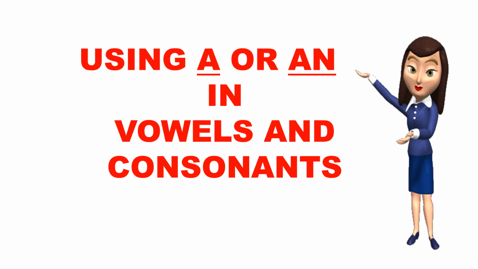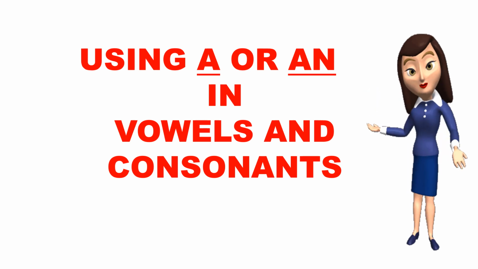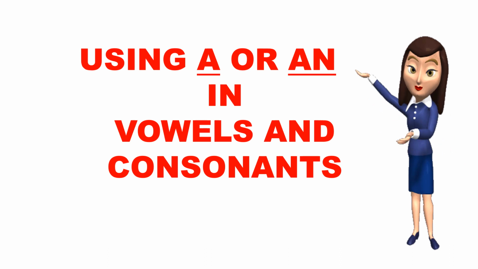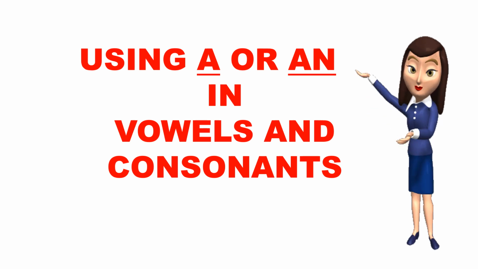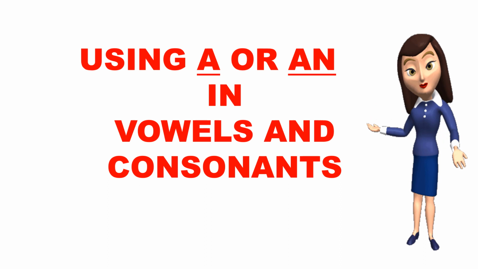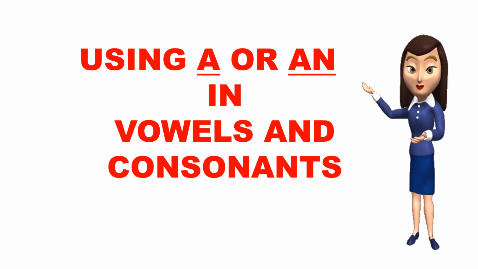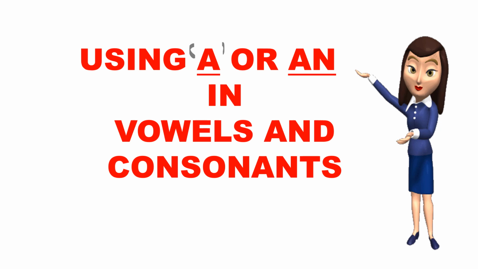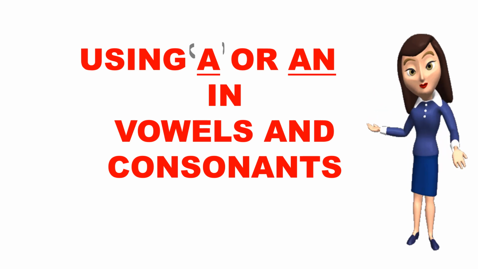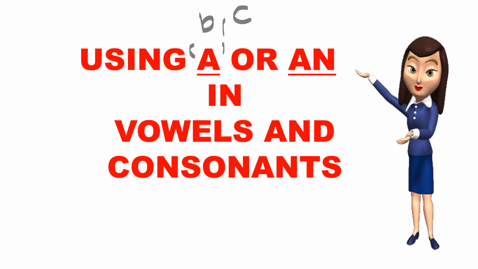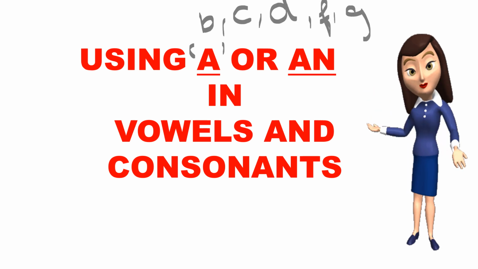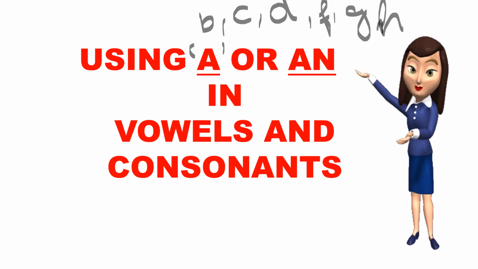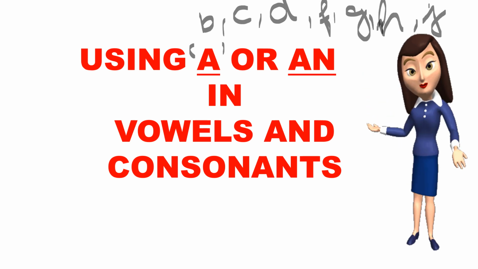Okay students, in the previous video we did the vowels and consonants, right? And we did where we have to use a and where we have to use an. Let's recap once again. A is used with the consonants, for example B, C, D, F, G, H, J, like this, right?